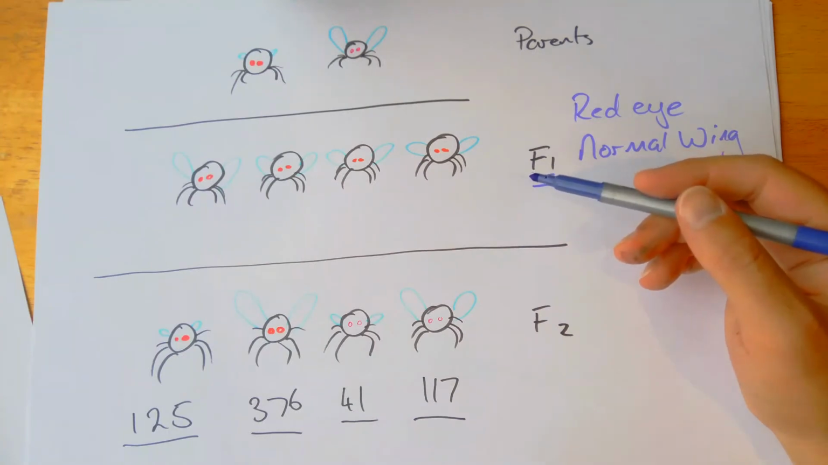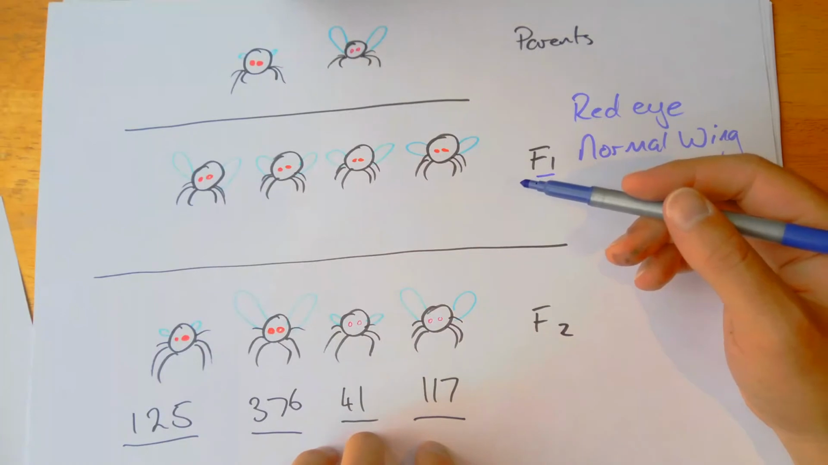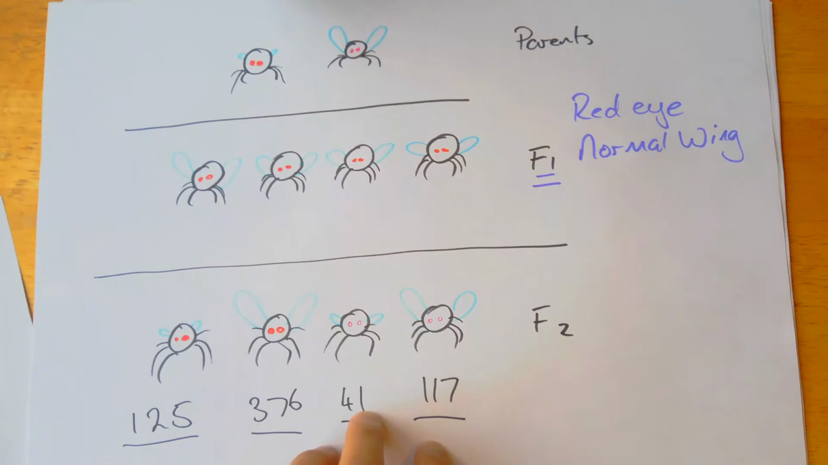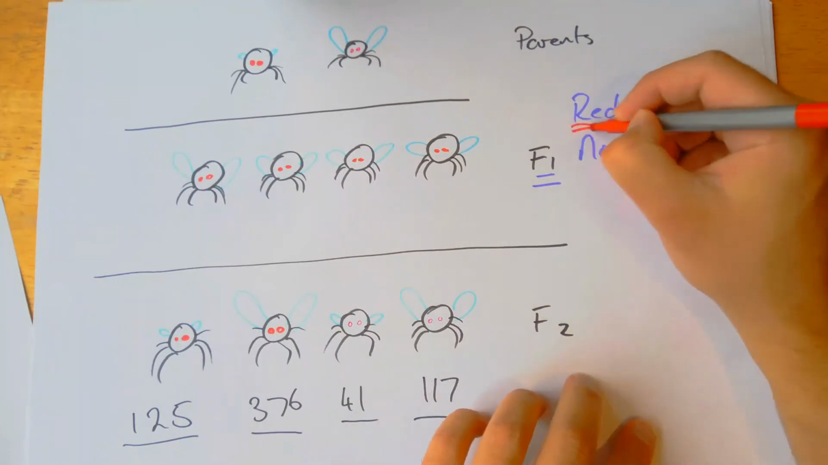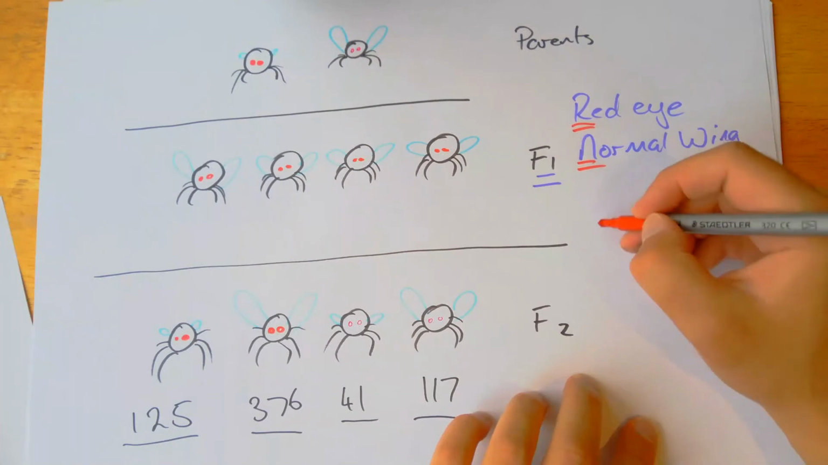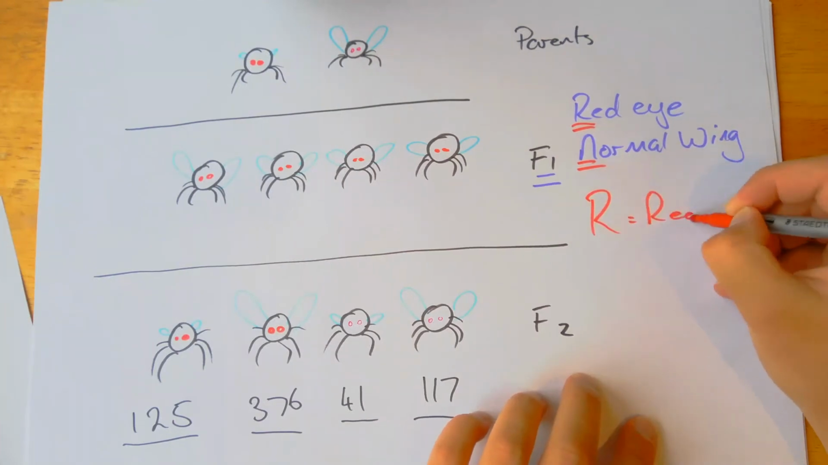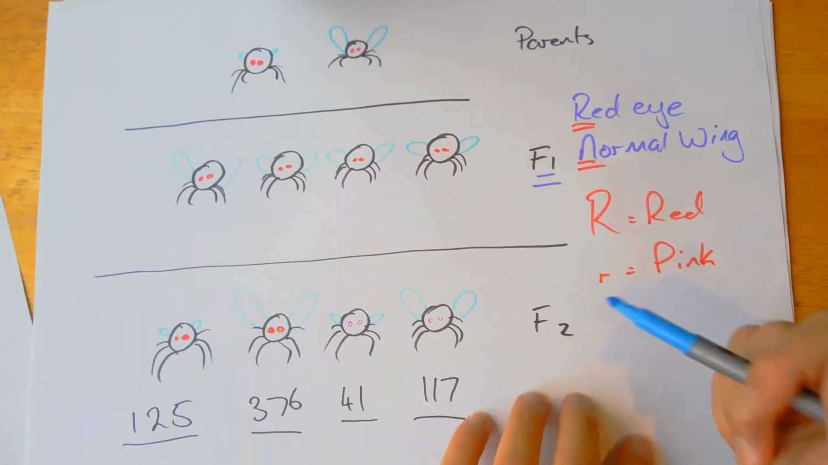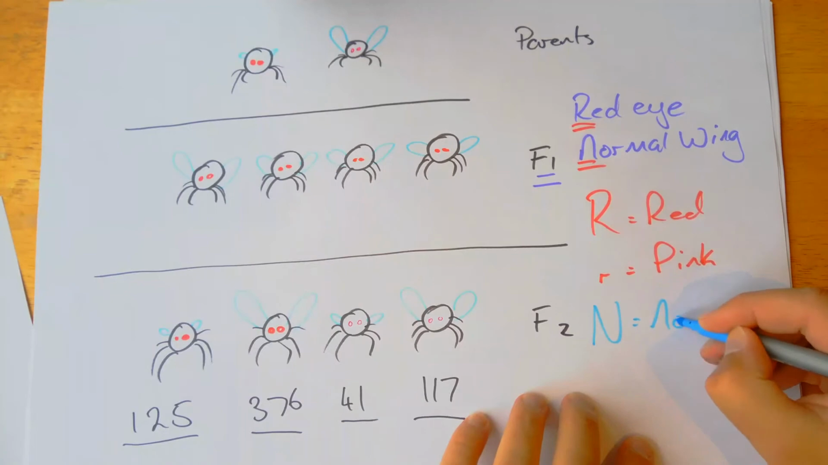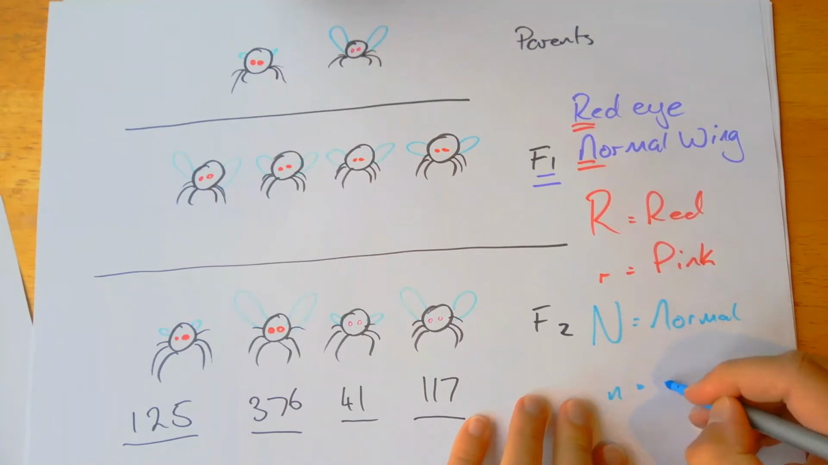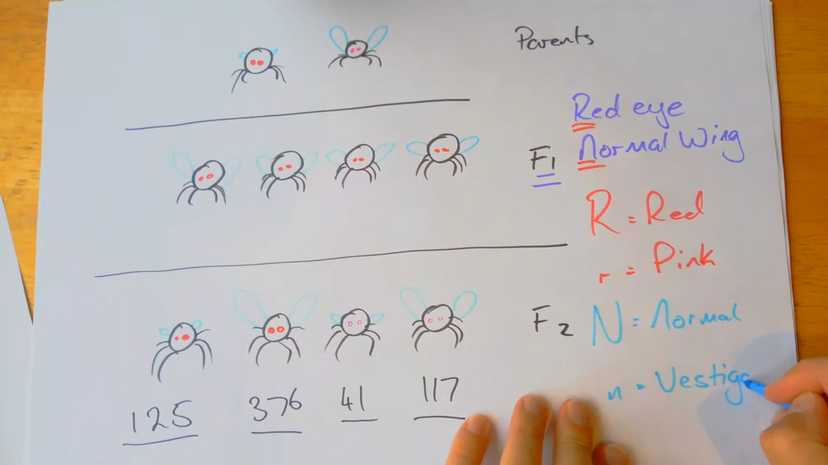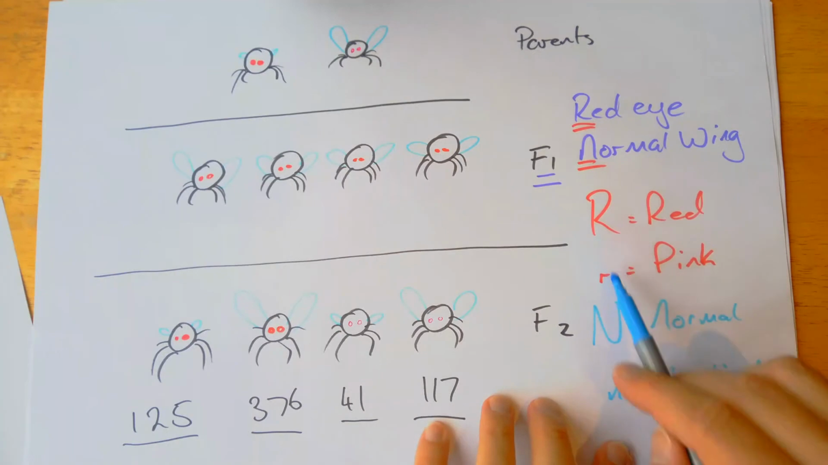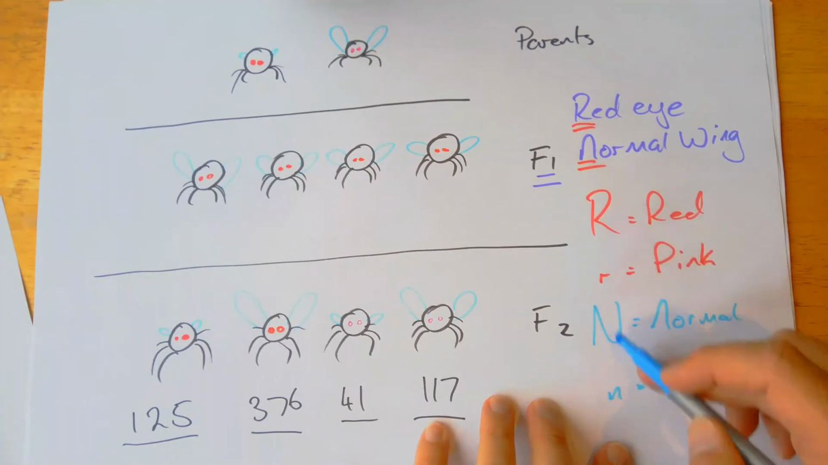Then it asks us to come up with some symbols for use in our Punnett squares. And the best thing to do is to find your dominant alleles and choose those letters. So we'll have R for red eye, little r for pink eye, okay. And we'll have N for normal wing and little n for vestigial. These are good choices because it's very obvious to see which are the dominant alleles and which are the recessive alleles, because there's a big difference between those letters.